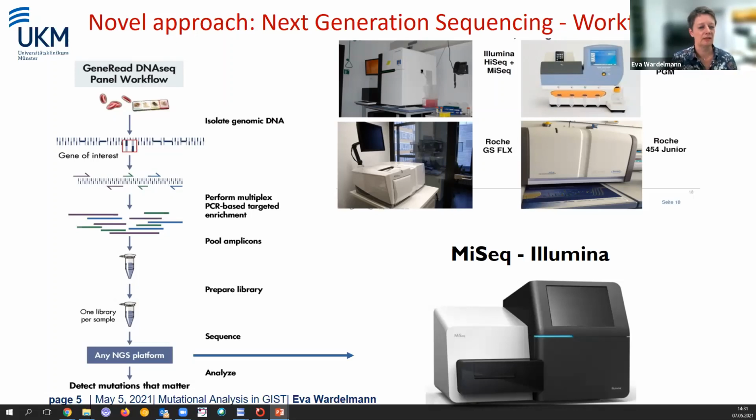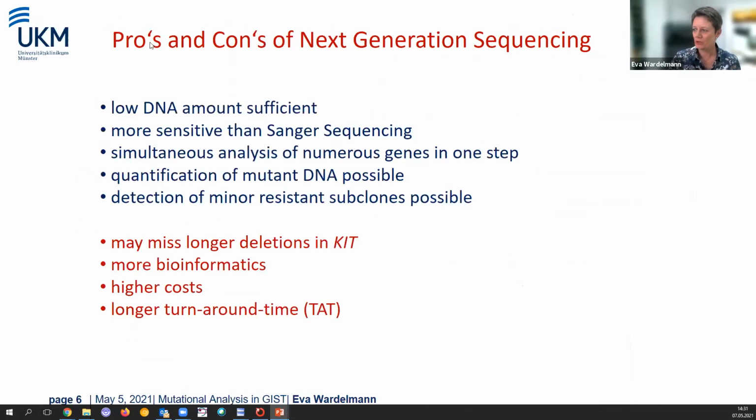So this makes it easier, or we could even think it makes it faster, but I will tell you in a minute that it's not automatically faster. So the pros and cons of this next generation sequencing are very simple. We need even less DNA than we needed for Sanger sequencing. So this is good to have a high sensitivity, even in a small biopsy. It's more sensitive. So even if the amount of mutant DNA in a sample is very low, we still get the mutation status. We can do numerous genes in one step. We can quantify the mutant DNA, and we can also detect minor resistant subclones.